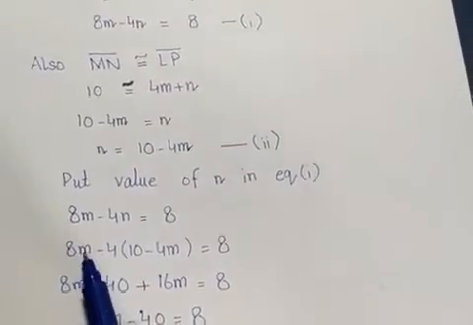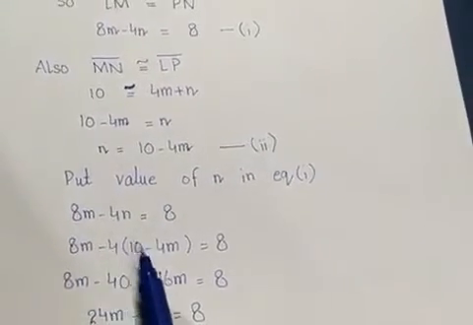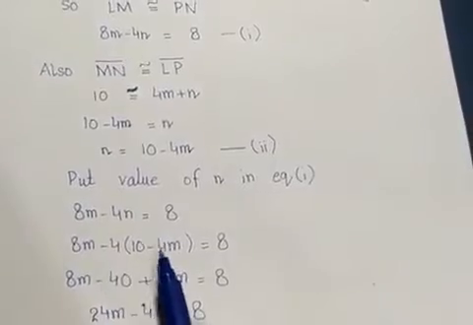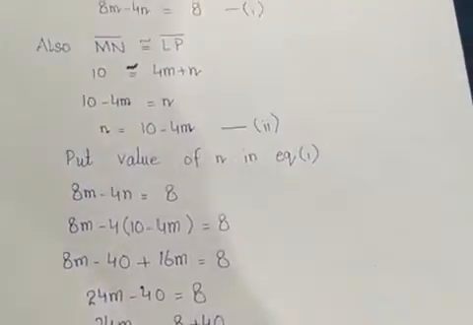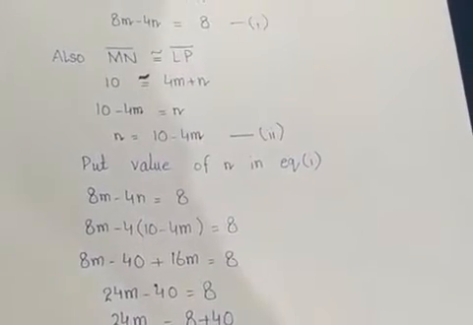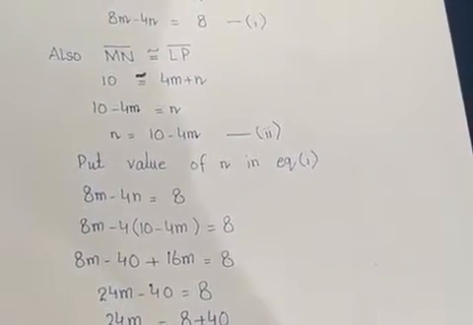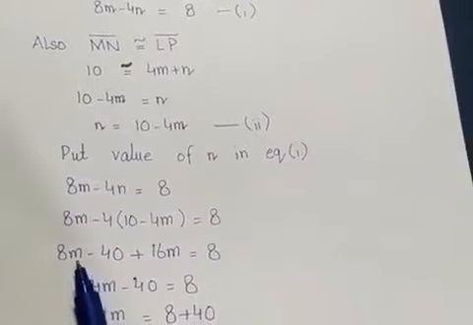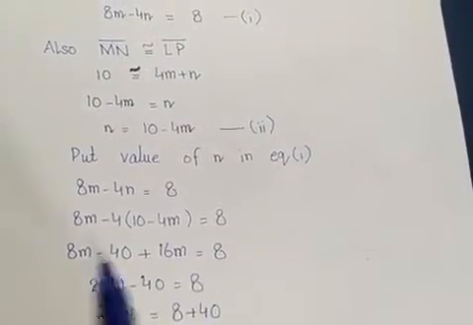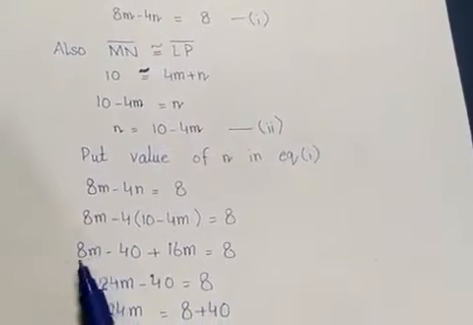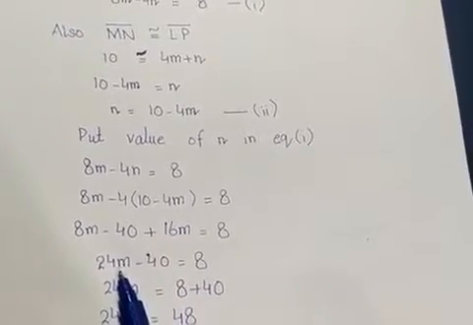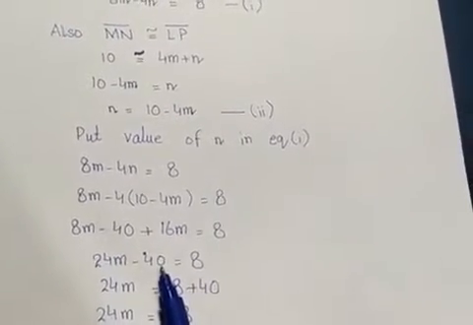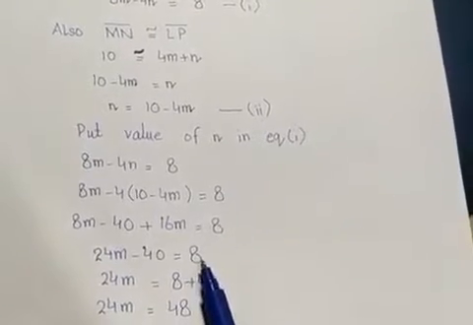This will remain 8m. Minus 4 tens are 40, minus minus plus 4 fours are 16m. Here you can see that n has been eliminated. Now we have 2m, this and this. So I will add both of these. 8m plus 16m is equals to 24m. Minus 40 as it is equals to 8 as it is.